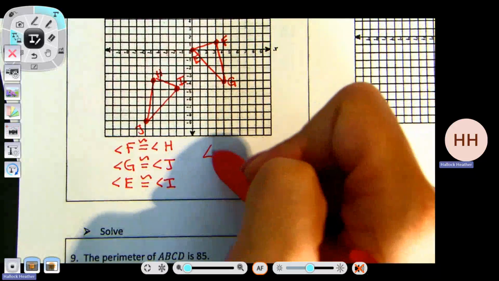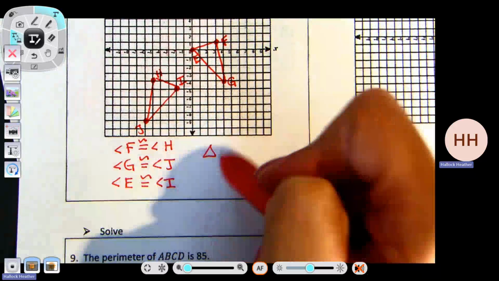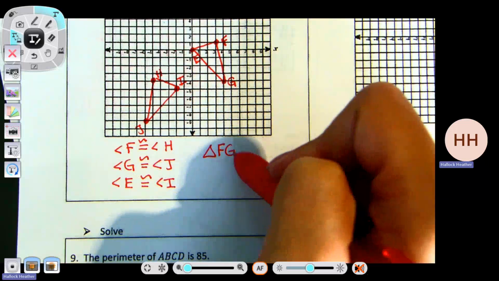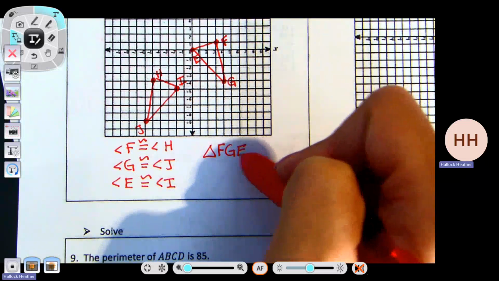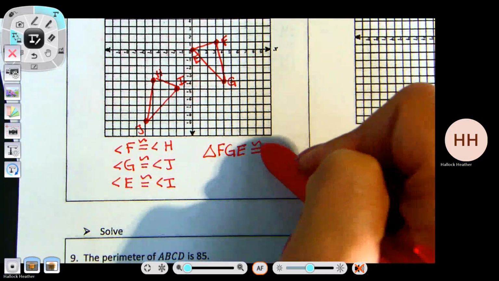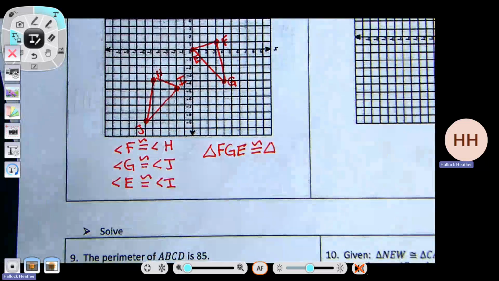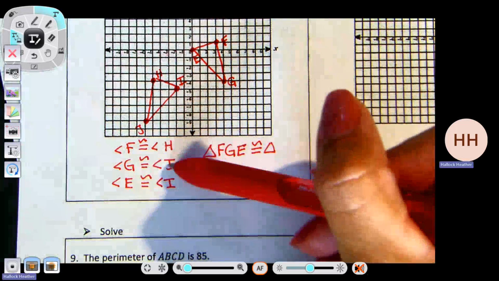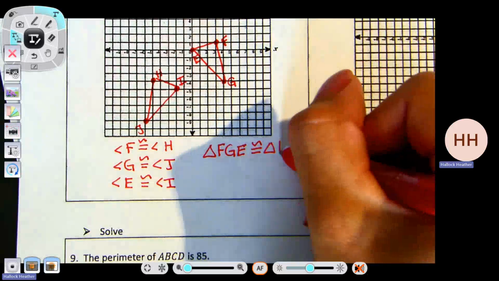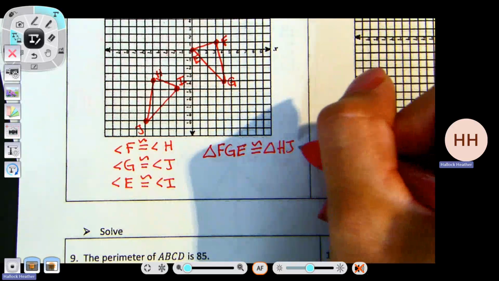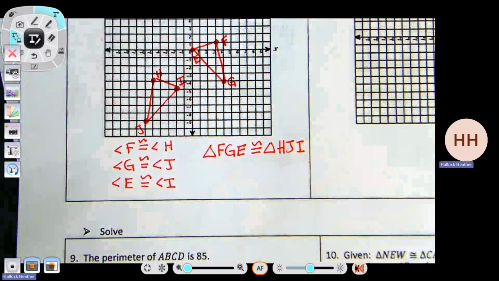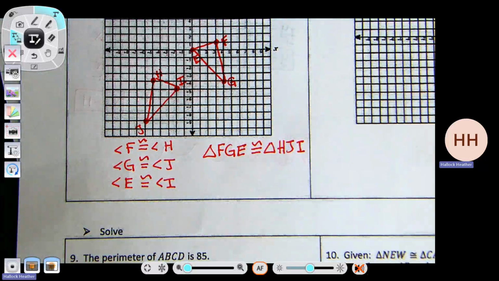So once you know which angles are congruent, then you can just write your congruency statement. If I say triangle FGE, I'll just go in order, FGE, how we wrote it for the angles. What order would the other letters also have to go in? H, J, I. So you have to basically just match your sides. But this one's a little tricky because it almost looks like an isosceles triangle. The other one's a right triangle, so you'll be able to tell where it's going.